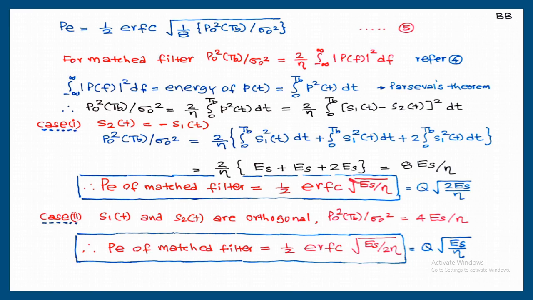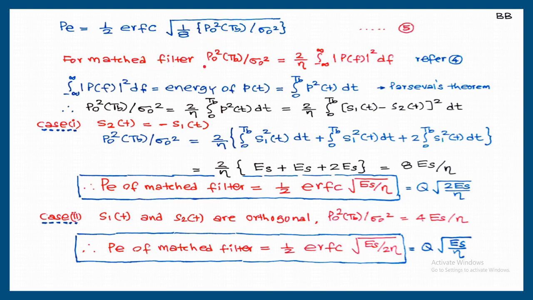So the same result I just wrote in terms of square and square root: half complementary error function, square root of the previous term squared. That 1 by 2 root 2, that is squared, that is 1 by 8 P0 square Tb upon sigma 0 square.